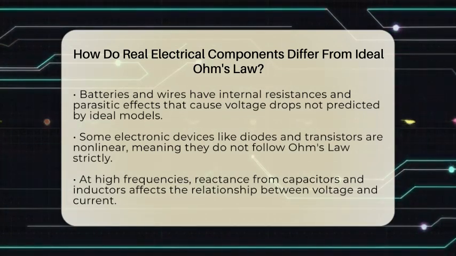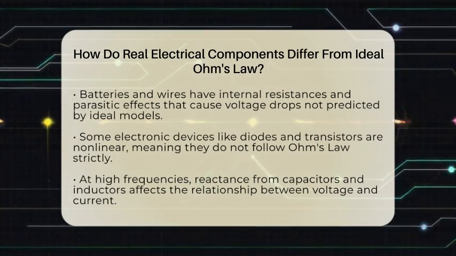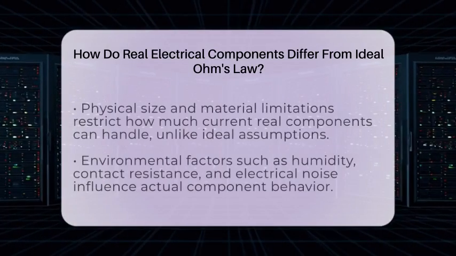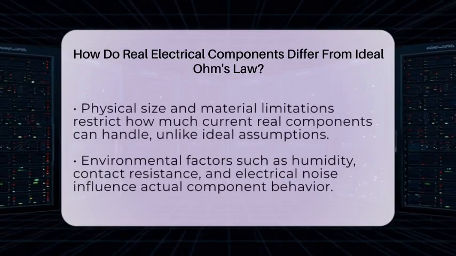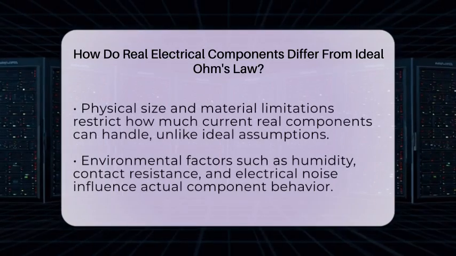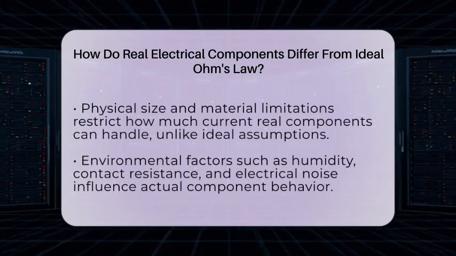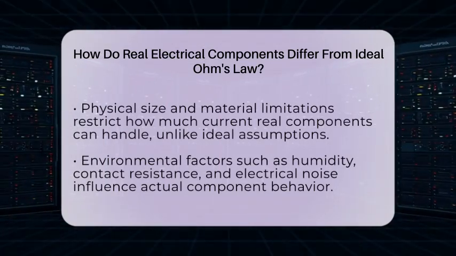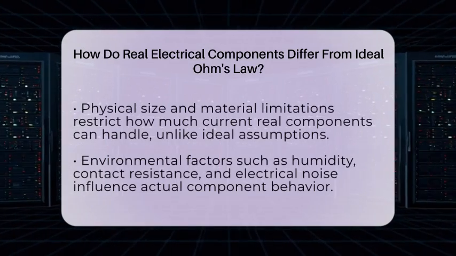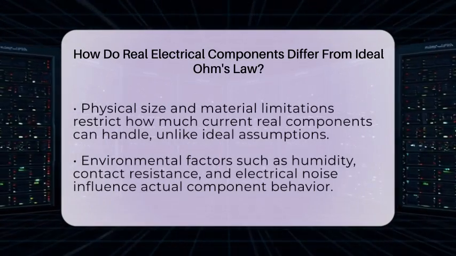Some devices do not follow Ohm's law at all because they are nonlinear. Diodes and transistors are good examples. They only conduct current in one direction or change their resistance depending on the voltage applied. When you increase the voltage, their current might increase rapidly or suddenly, breaking the linear relationship that Ohm's law predicts.